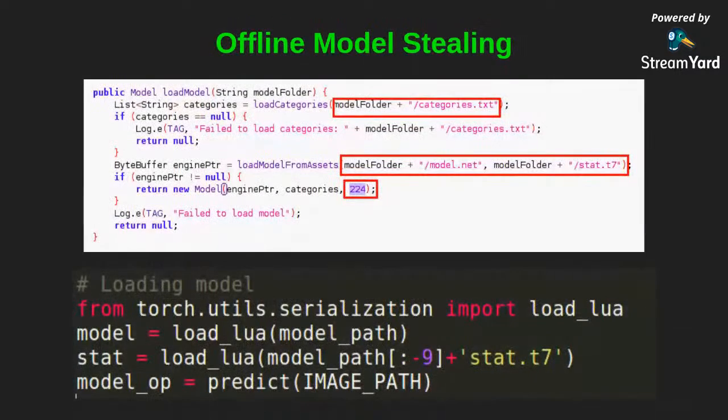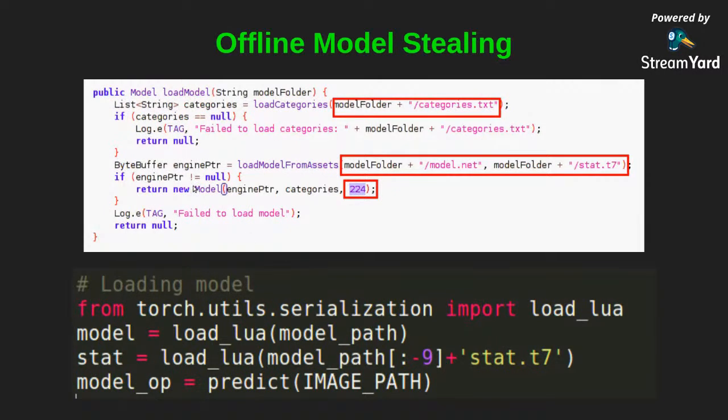A few things we need to know before using the model for predictions: what is the mapping of output layer to the actual classes. That was stored in this categories.txt file inside that Android application, and the model was stored at this particular location. So we just went to that location and analyzed the model.